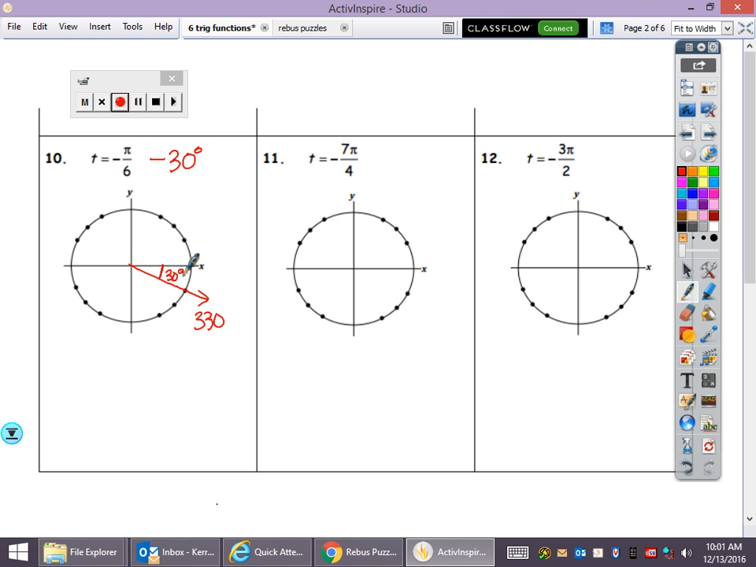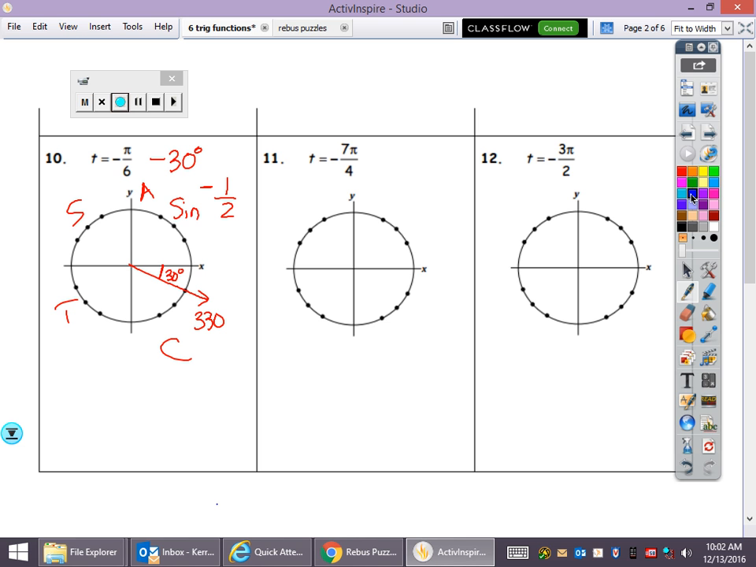Using the hand trick, I put down my pointer finger. Okay? So sine, it's the thumb side. How many fingers are up? 1. So the square root of 1 is 1 over 2. Now, is sine positive or negative? All students take cash. It is negative.